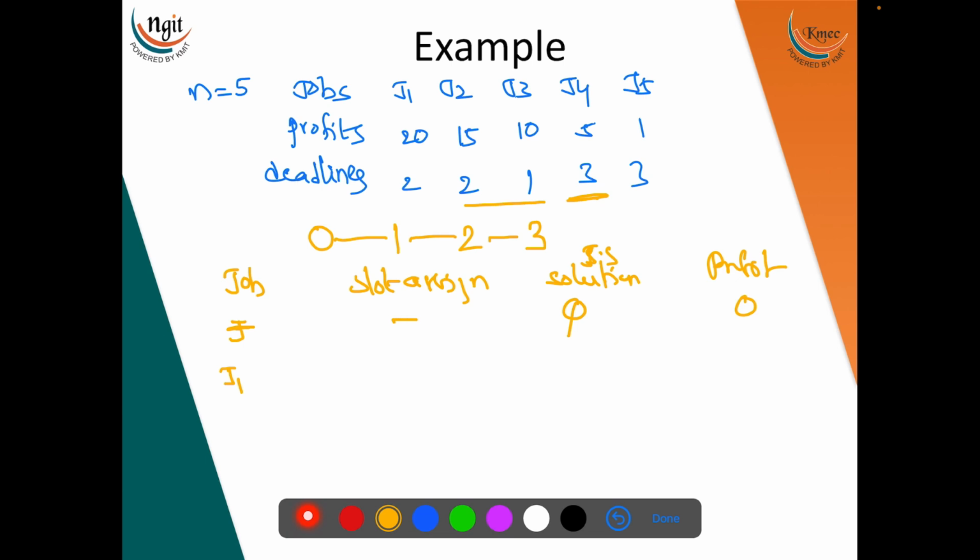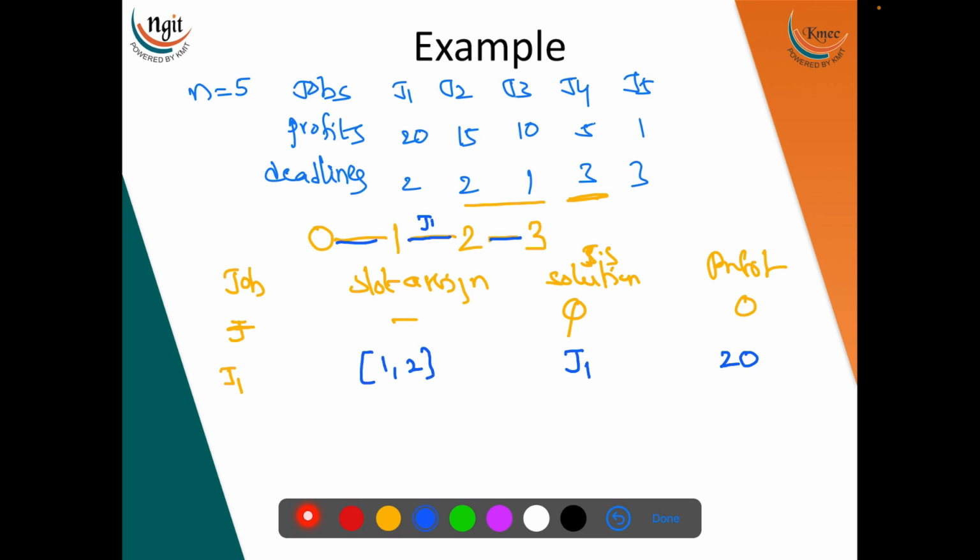J1 can wait 2 hours of time. As it is 2 hours, I can choose the 1 to 2 slot for J1. So I write the slot I am assigning, which is the 1 comma 2 slot. What is the processing sequence? J1. What is the profit of J1 once I complete it? 20.